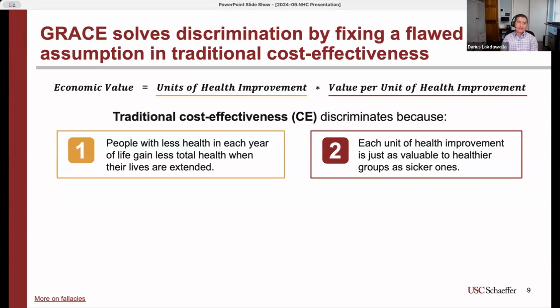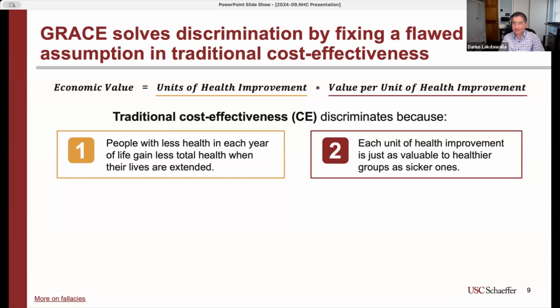GRACE also addresses the discriminatory aspects of traditional cost effectiveness analysis that lead to traditional QALYs being banned under the Inflation Reduction Act. So let me briefly explain what I mean by discrimination here and how it works. Economic value is really just a multiplication problem. Now, economists love to multiply and call multiplication fancy things, but really it's just a multiplication between the units of health improvement that somebody receives and the value per unit of health improvement. And the reason that traditional cost effectiveness or traditional QALYs discriminates is that it makes two assumptions which together lead to discrimination. One is that people with less health in each year of their life will gain less total health when their lives are extended.